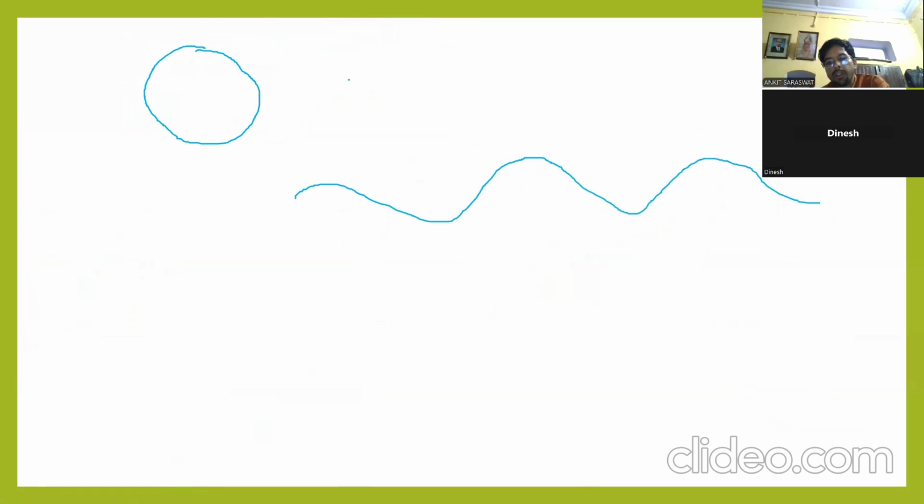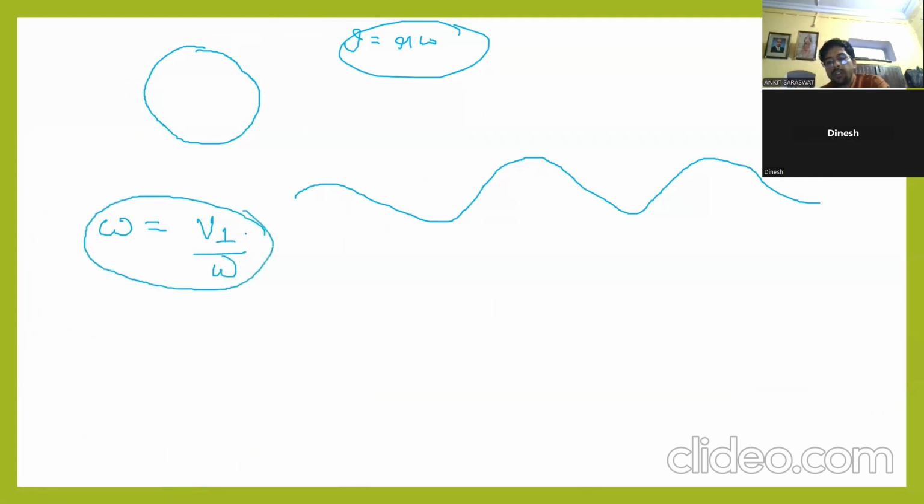See, it does not mean that an object is always in circular motion. It may be in a curved path. This formula V is equal to R omega is especially valid for circular motion. The formula which I have written, omega is V perpendicular by R, is valid for any curved path. Clear?